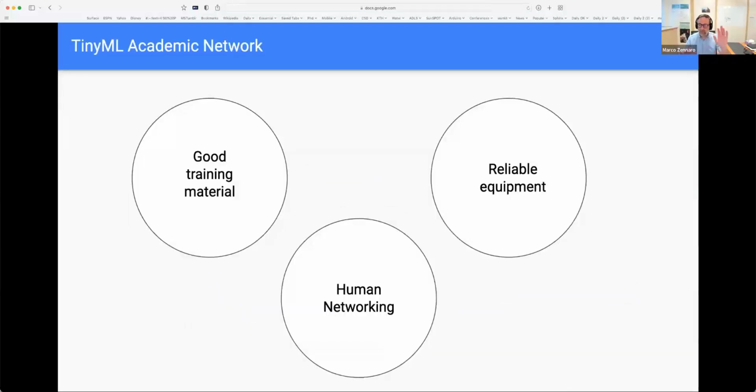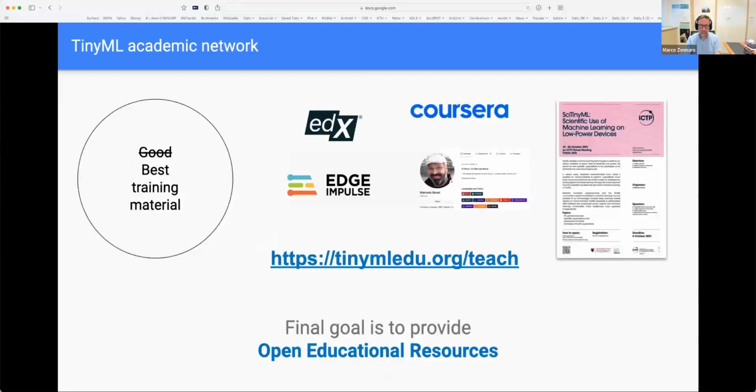So we have 3 pillars, 3 activities in the network. The first one is to produce good training material. Second one is to provide network members with reliable equipment. And the third one is to have a human network. So good training material, we're working on that. There is already a lot of training material.